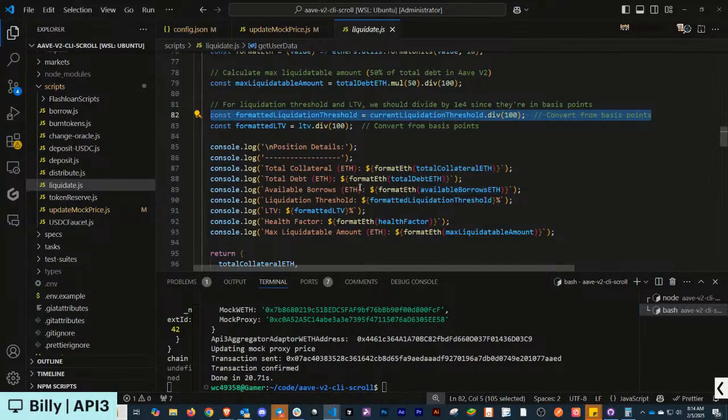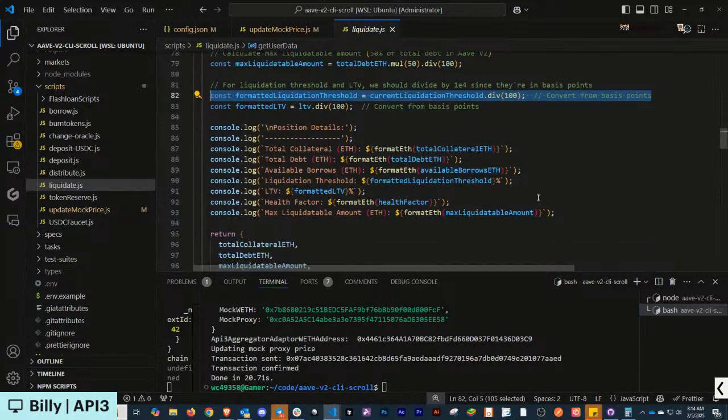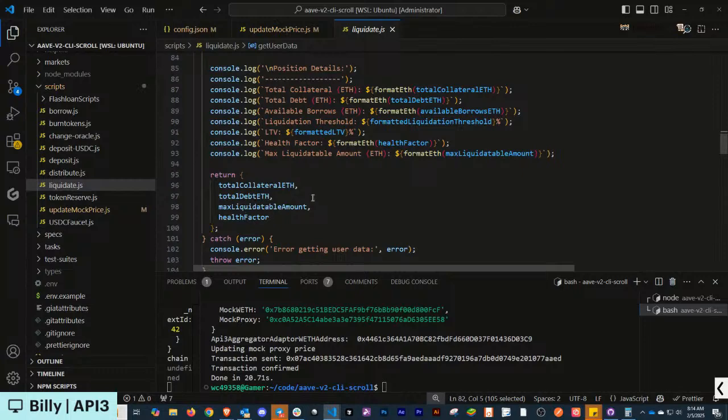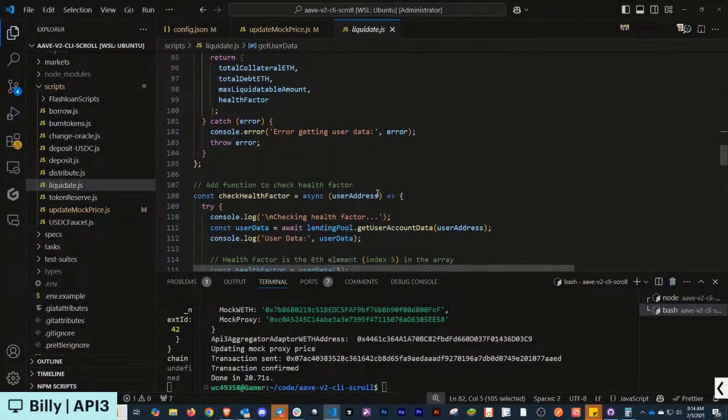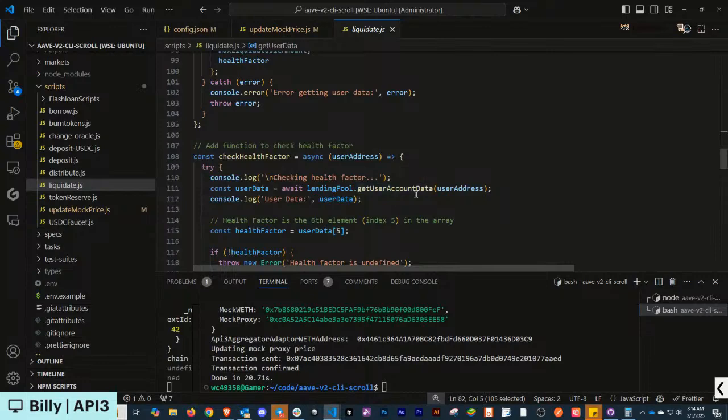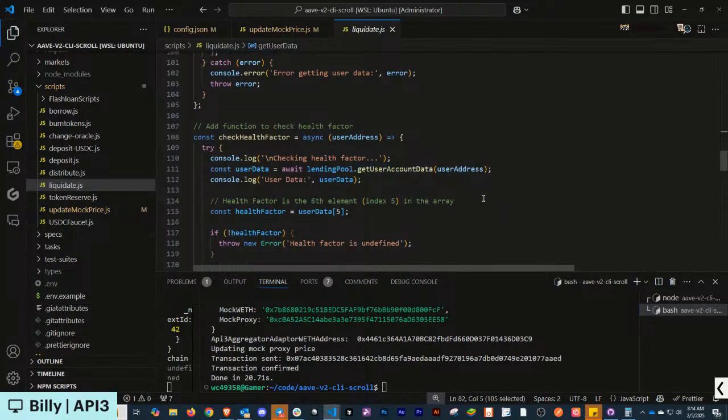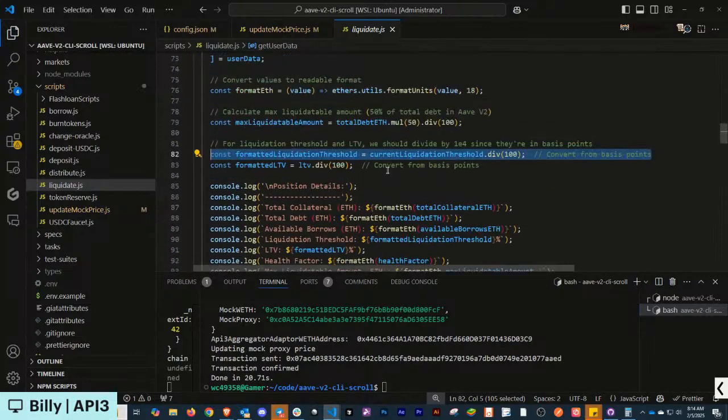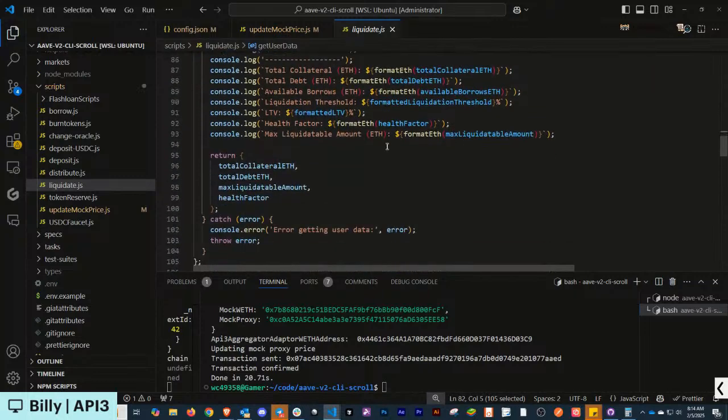So I'm just formatting here so you can see exactly what the position details are, and then returning it so you can log it out, basically. Then we're going to check our health factor. We're going to check that get user account data. We want to look at the health factor only, right? This is more demo stuff so you can see exactly what's happening in the backside.